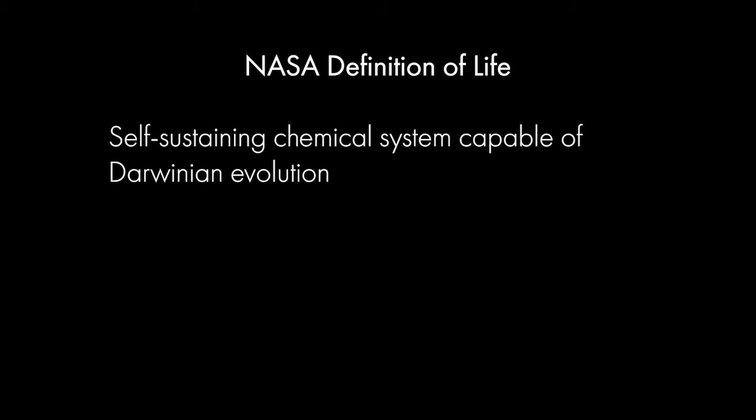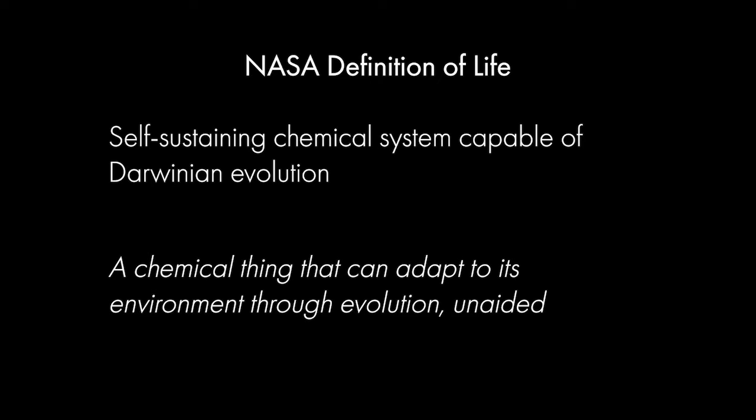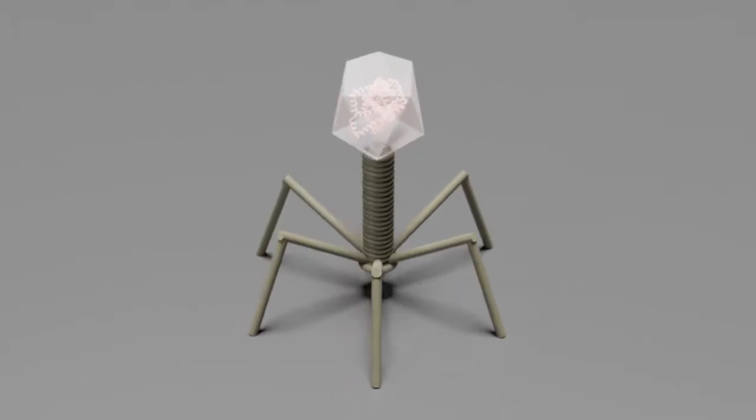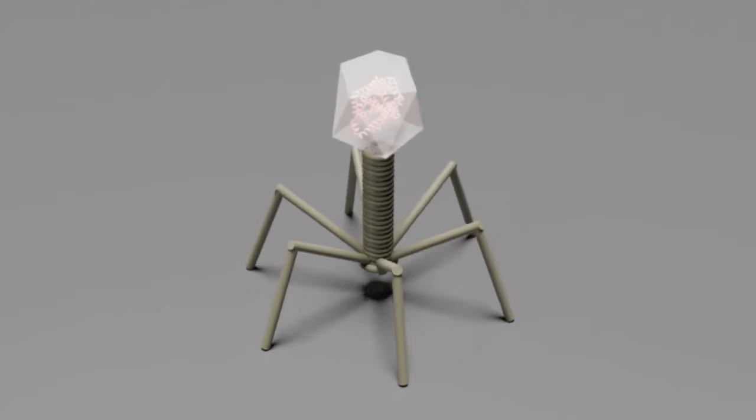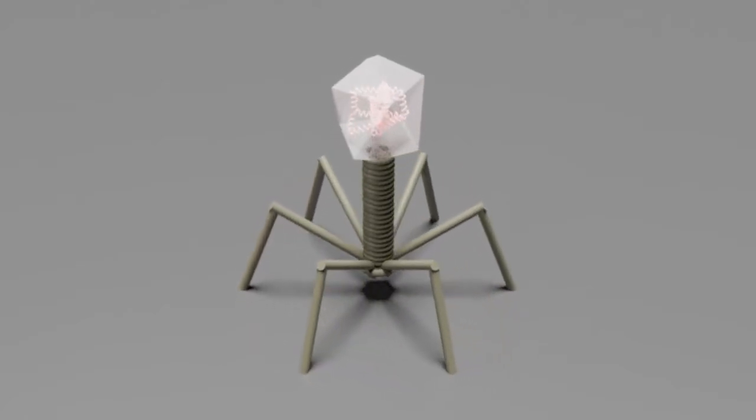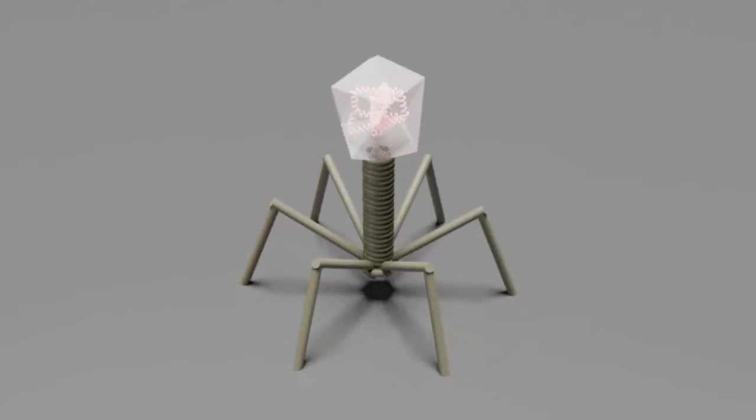An actual definition of life was put forward by NASA as a self-sustaining chemical system capable of Darwinian evolution. In other words, it is a chemical thing that can adapt to its environment through evolution unaided. Frustratingly, though, this definition still doesn't conclusively define viruses as life because the term self-sustaining could have several meanings.